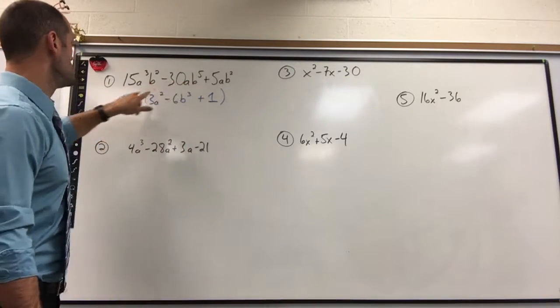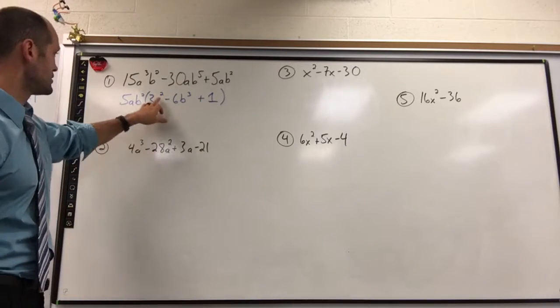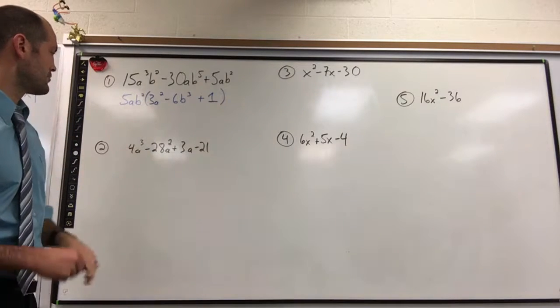Now, just a reminder, numbers we just divide, no big deal. With variables, you subtract variable exponents when you divide. That's why we're left with 2 a's, because we had 3 and we took away 1. Okay, just a quick refresh.